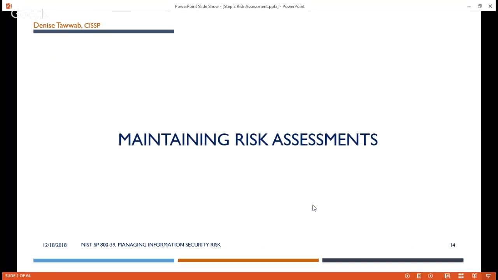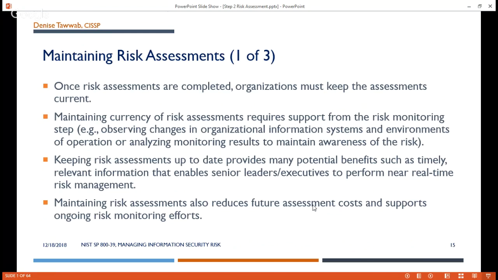Maintaining risk assessments, because they're living documents. Once risk assessments are completed, your organization must keep the assessments current. Maintaining the currency of risk assessments requires support from the risk monitoring step. For example, observing changes in your information systems and the environments of operation, or analyzing monitoring results to maintain awareness of the risk. Keeping risk assessments up to date will provide many potential benefits, such as timely, relevant information that enables your leaders, your executives, to perform near real time risk management. Maintaining risk assessments also reduces future assessment costs and supports ongoing risk monitoring efforts.